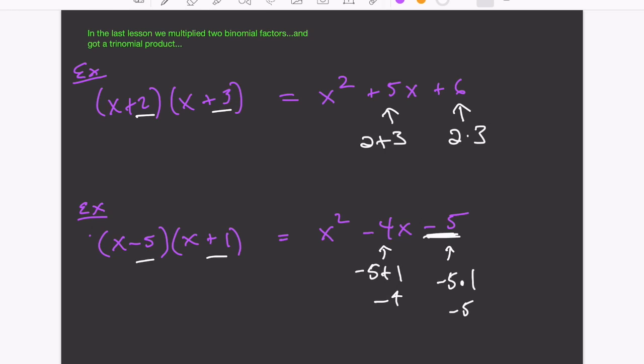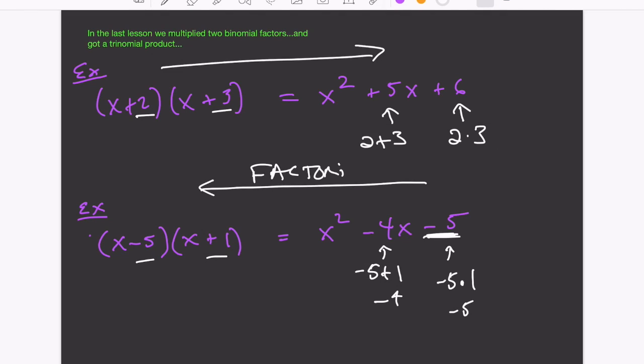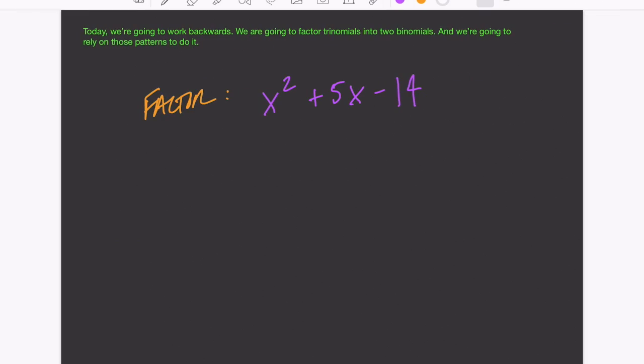So remember, moving in this direction, we multiplied. But today what we're going to be doing is working backwards from the trinomial to the binomials, and going in that direction is what we call factoring. And the reason we call it factoring is because we're looking for what were the factors that we multiplied together originally to get our product. So keep in mind those patterns, right? That's all we're using. We're using those patterns.